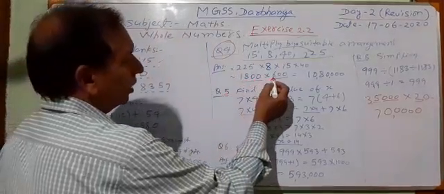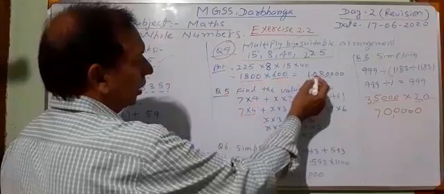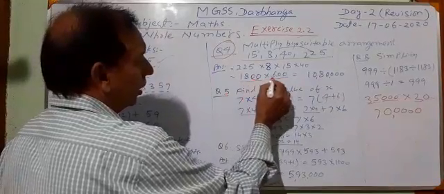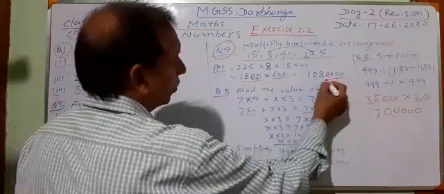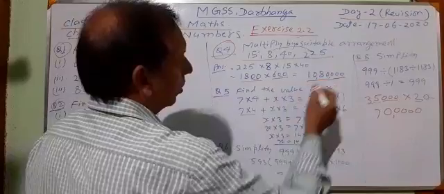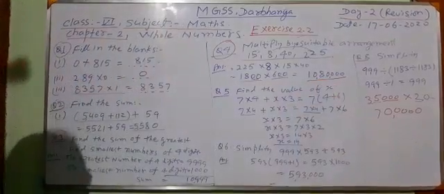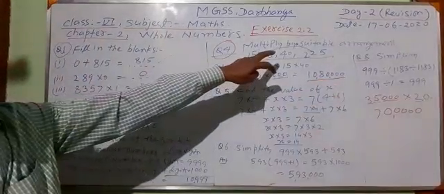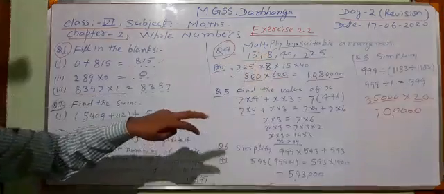Here 18 will be multiplied by 6, that is 108. And then 2 zeros are here and 2 zeros are here. 4 zeros will be put. This is the answer. 10,80,000. This is the answer. We have made the suitable arrangement and then we have multiplied it.